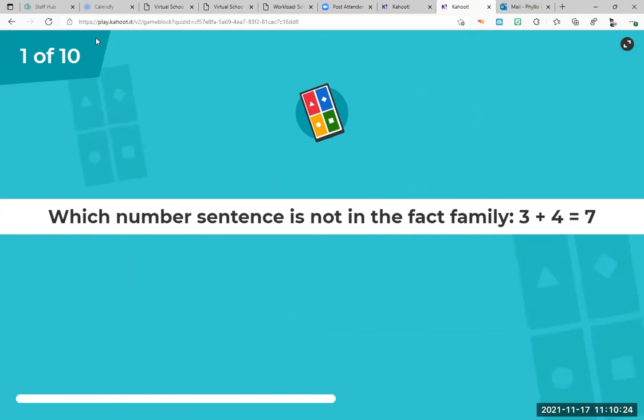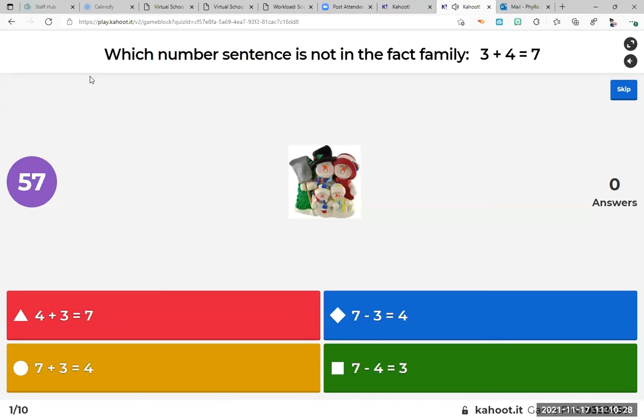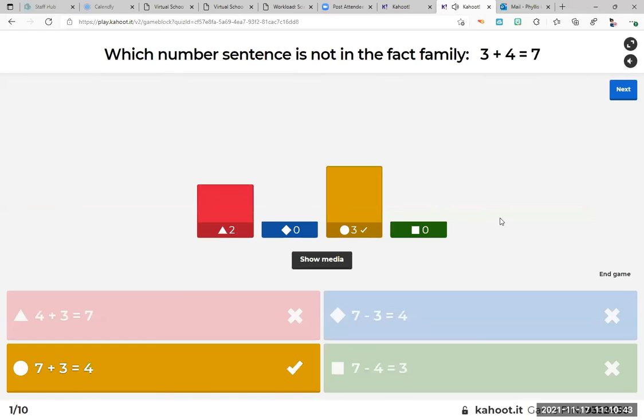All right, my love bugs, which number sentence is not in our fact family? This would be a silly sentence. Oh no, a silly statement. It can't be true. It doesn't make sense. Which one does not make sense?